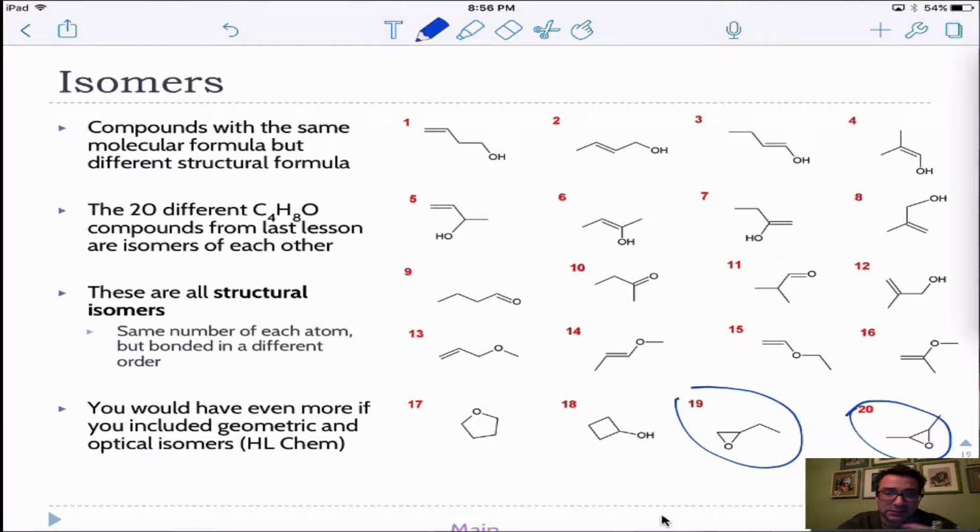Now, you're not going to be asked to draw 20 isomers for a compound. This is just showing you the vast range of isomers that could occur for something that has 13 atoms in it. And that's pretty impressive.